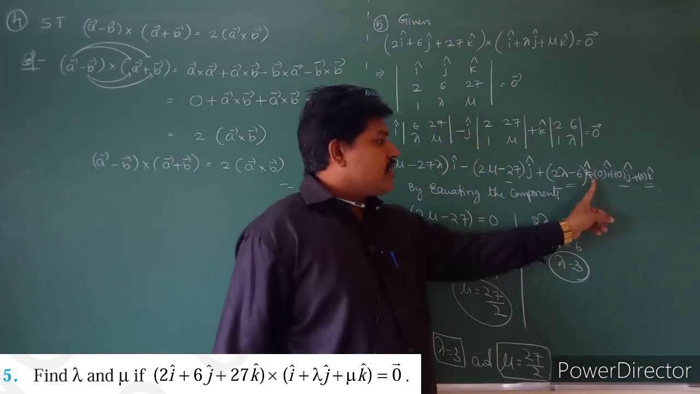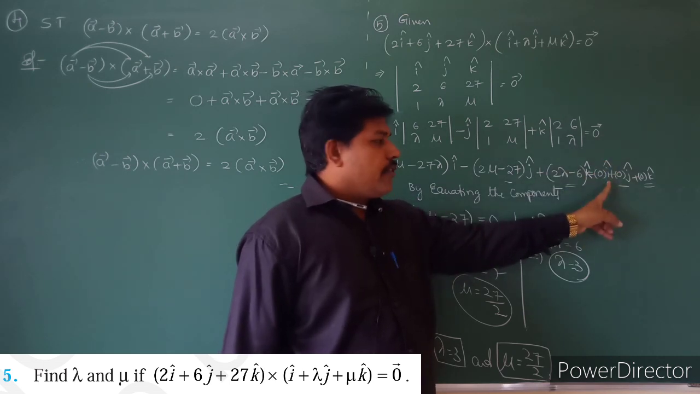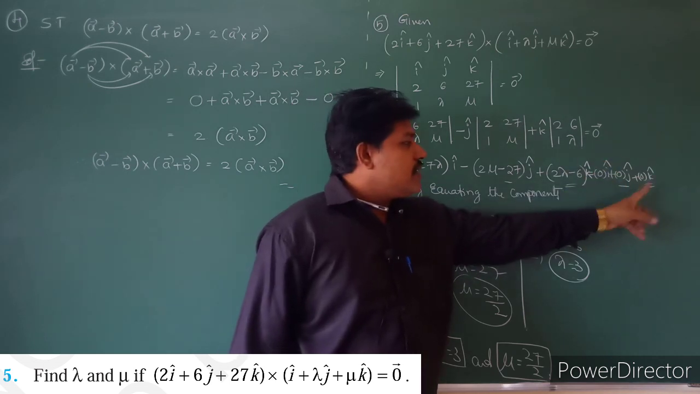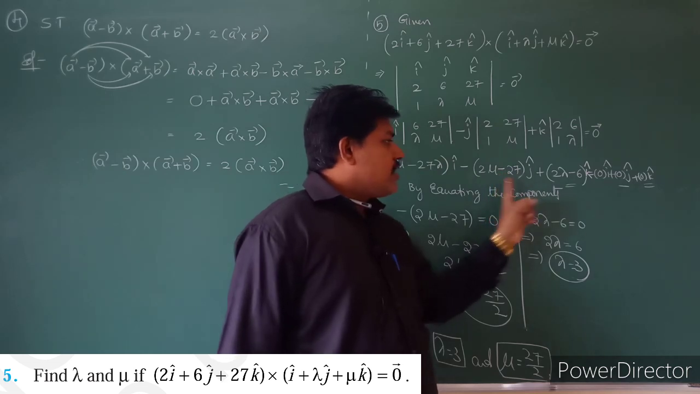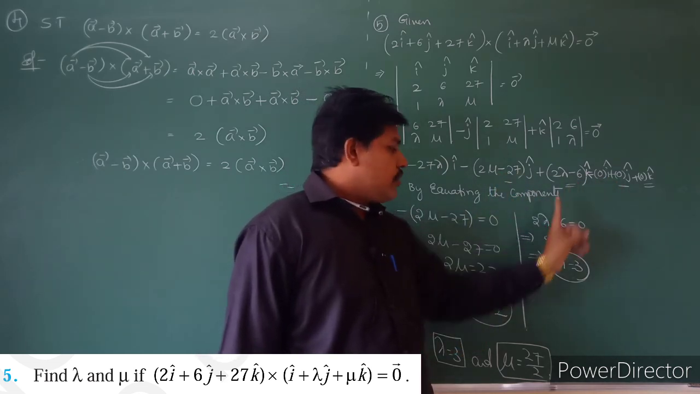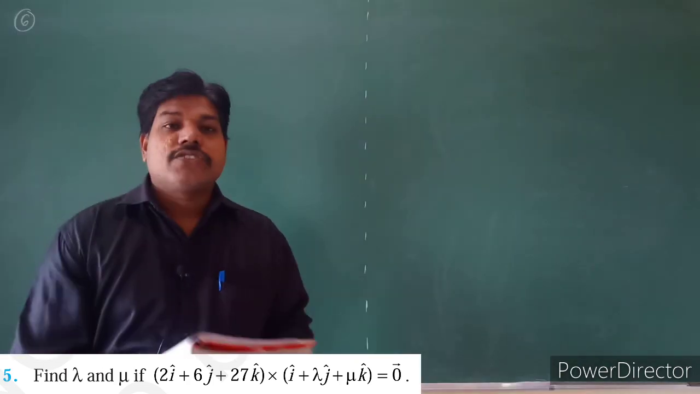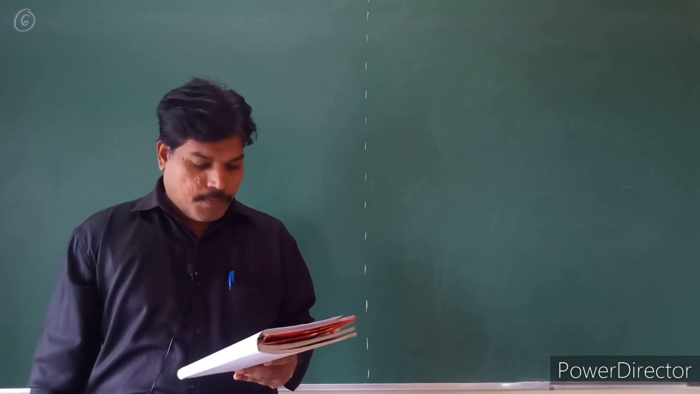2 lambda minus 6 into k bar, k cap, that is equal to 0 bar. You can write 0 into i plus 0 into j plus 0 into k. First I will equate the j components, we will get the mu value. If we equate the k components, we will get the lambda. Okay? See the questions. See students, question number 6.